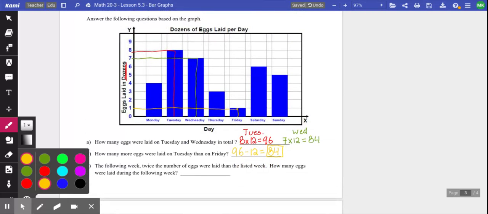Part C, the following week, twice the number of eggs were laid than the listed week. How many eggs were laid during the following week? So if it was twice as many, that means 2 times as many. So I have to figure out how many total I have from this.